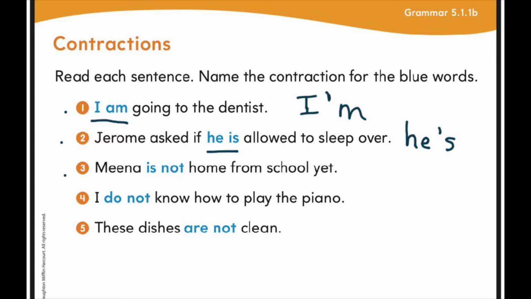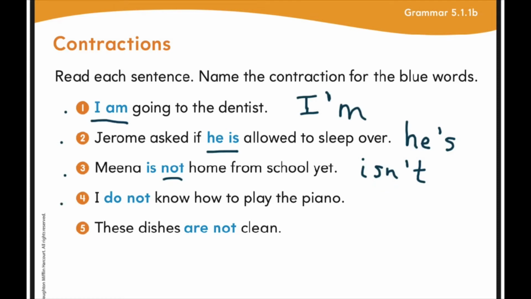Number 3 says, Mina is not home from school yet. Ooh, we used this one on the last page. Do you remember what contraction that turns into? Right, isn't. So we're going to write is, apostrophe T. That not is a little tricky because the N slides over with the is. This doesn't really look like a word, does it? And the apostrophe goes where the O is. So you almost split not up. But that's the only one that really does that.